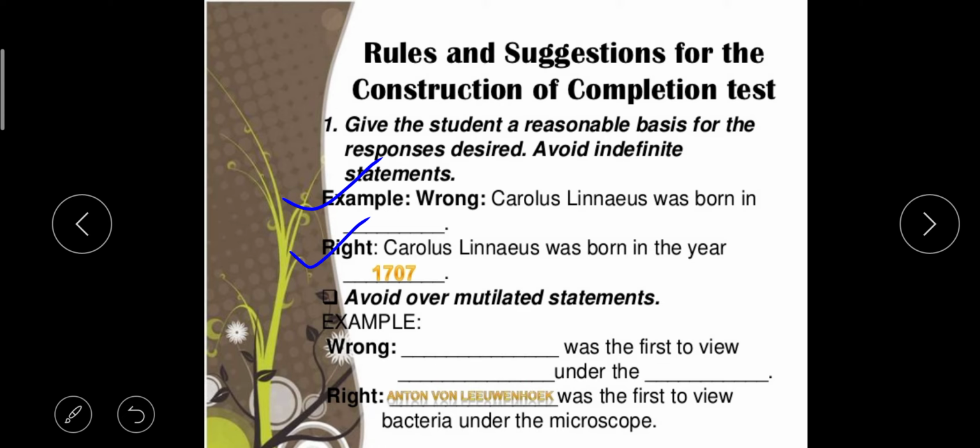And avoid overmutilated statements. Example: dash was the first to view dash under the dash. Here they have given three blanks in one statement. That is wrong. Instead: Anton van Leeuwenhoek was the first to view bacteria under the microscope. So we should keep only one blank. This is the suggestion for preparing fill in the blanks.